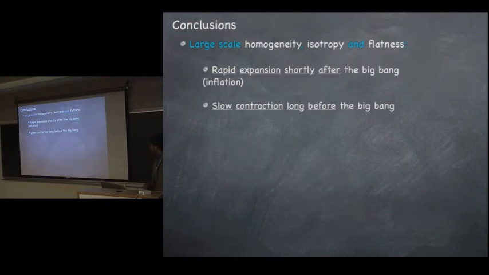Here are my conclusions. The take-home message is that, first of all, the large-scale symmetries of our universe, homogeneity, isotropy, and flatness, can be reproduced by only two phases, to my knowledge. One is the rapid expansion shortly after the Big Bang that inflation produces, or a phase of slow contraction long before the Big Bang. Again, the underlying dynamics are exact mirror images of each other, right? That breaks down when you talk about gravity waves. One produces significant gravity waves, the other does not.